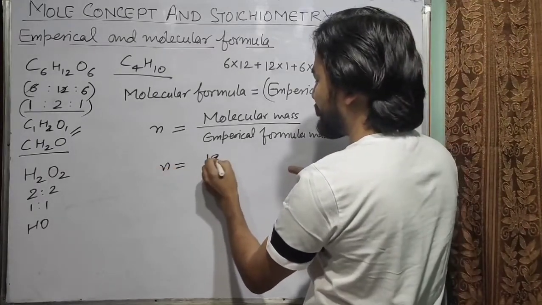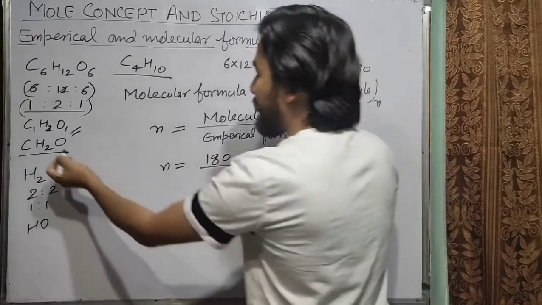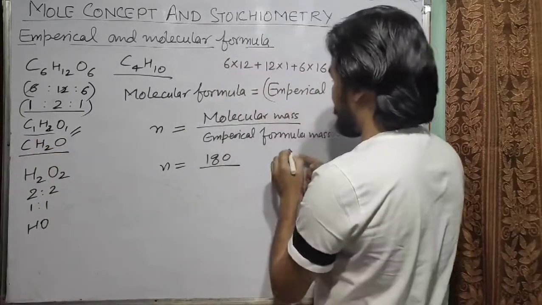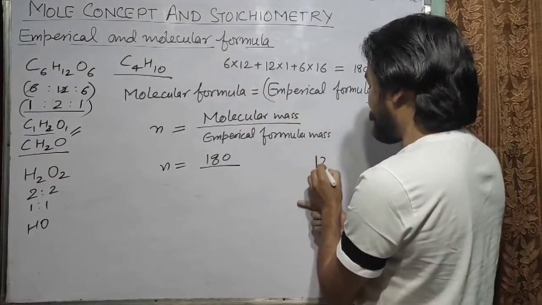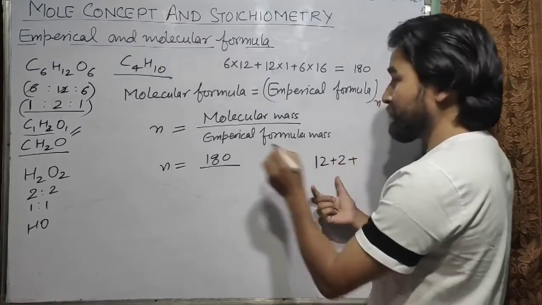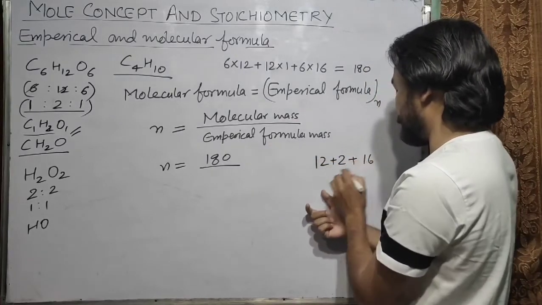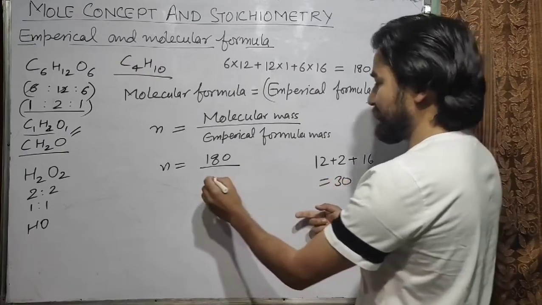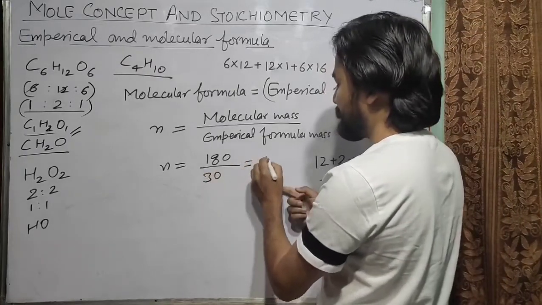So what will be the value of n? That will be 180 divided by empirical formula mass, that is CH2O. C1 is carbon 12 plus H2, 2, plus oxygen 1, that is 16. So that is equal to 30. So that will be divided by 30. So this is equal to 6.